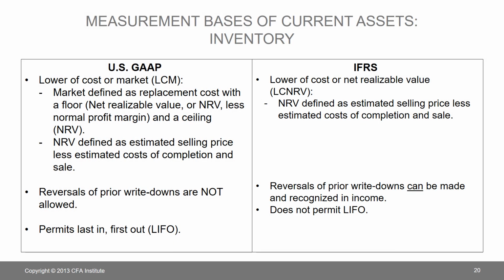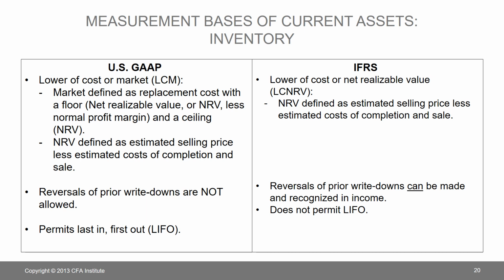It is worth noting that inventory measurement is one area where the differences between US GAAP and IFRS are very noticeable. Inventories are measured at the lower of cost and net realizable value under IFRS and at the lower of cost or market under US GAAP. The cost of inventories comprises all costs of purchase, cost of conversion, and other costs incurred in bringing the inventories to their present location and condition.